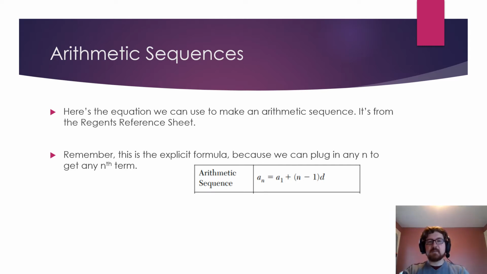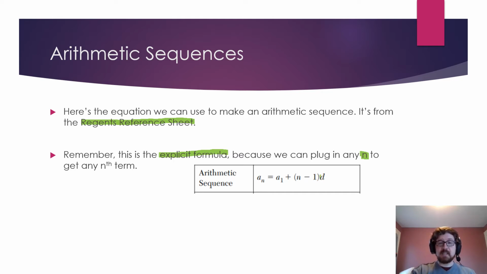So arithmetic sequences also have an explicit expression which can get us our sequence. And this one is from the Regents reference sheet. It's rather nice. It hasn't changed in 8 or 9 years. So this is the explicit formula, remember, because you can just plug in n here. I don't have to find all the terms before it. If I want the 30th term, I plug in 30.